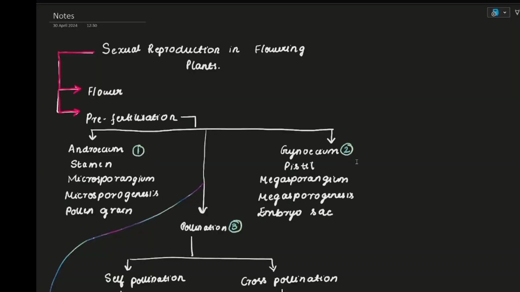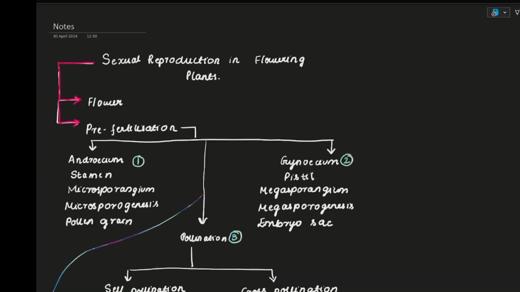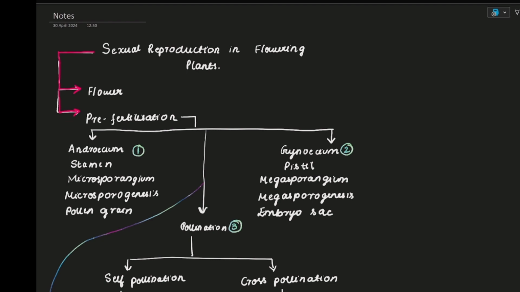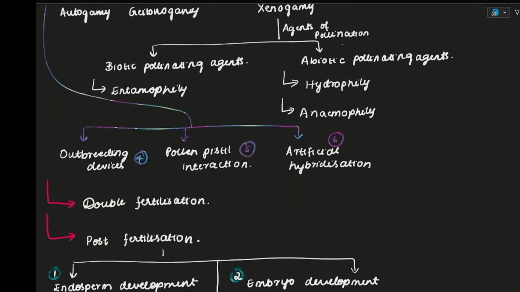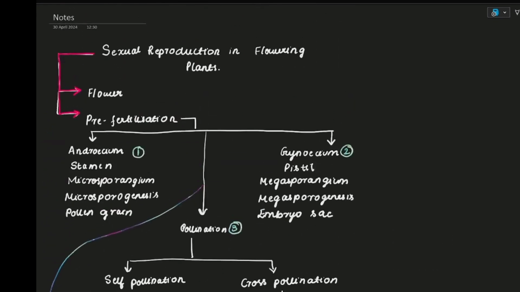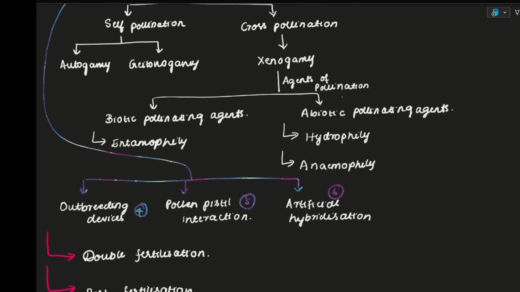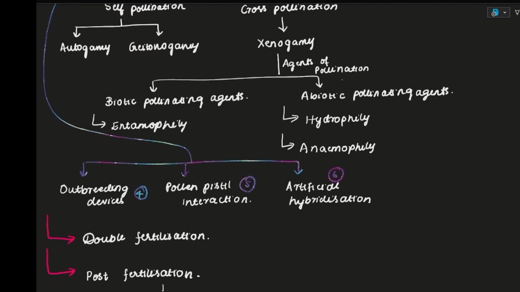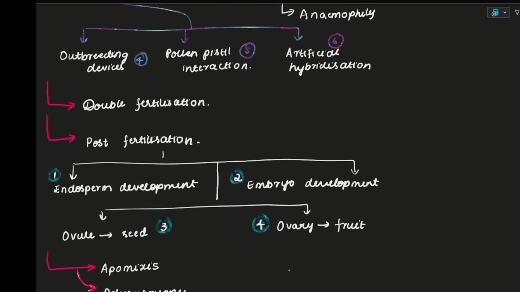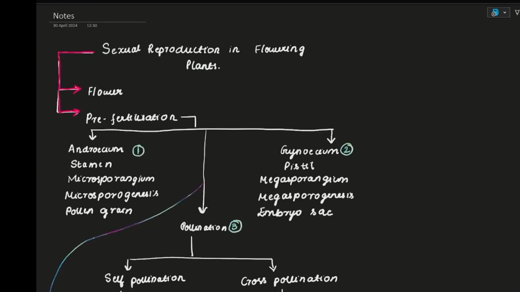So, hello everybody. This chapter is called Sexual Reproduction in Flowering Plants. And this particular map you're seeing is all the topics that will be covered in this chapter. I just divided them into sections since then it'll be easier for you guys to learn it section by section. And also, I'll teach it section by section.